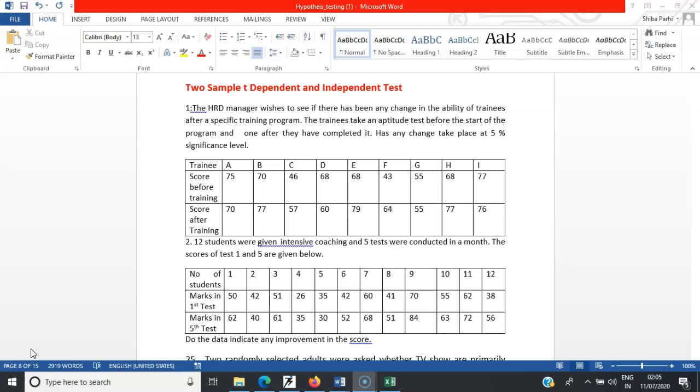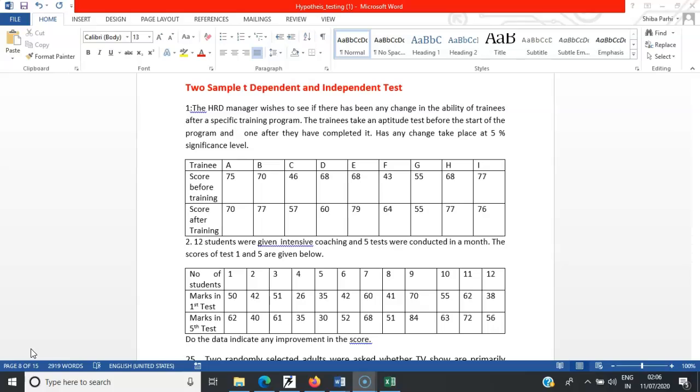So you want to test it, you can take a sample of 25, then you can test what is their score before the training was given and what is their score after the training was given. The same 25 samples, so before and after effect you want to test, so that becomes your dependent sample.